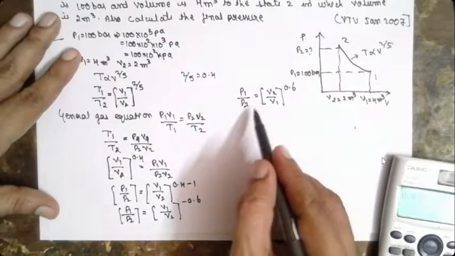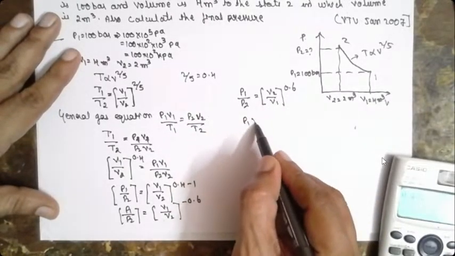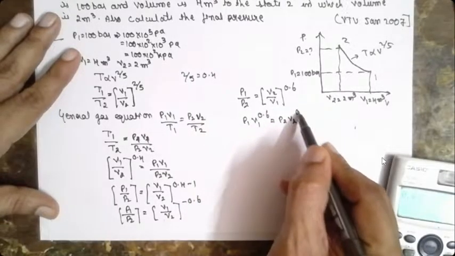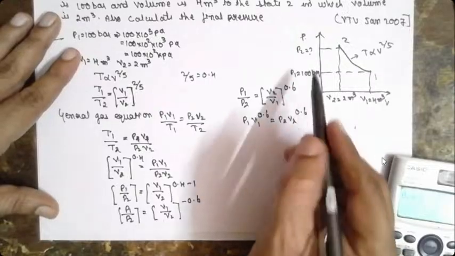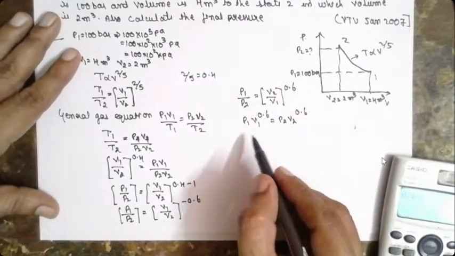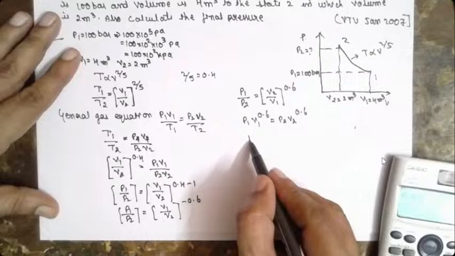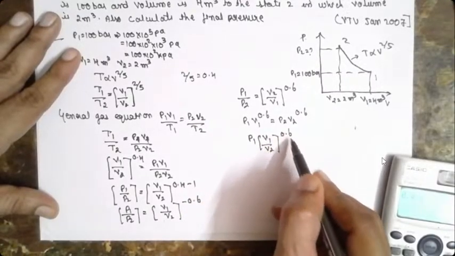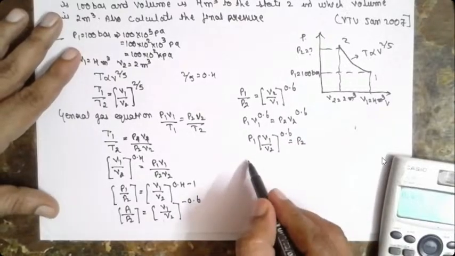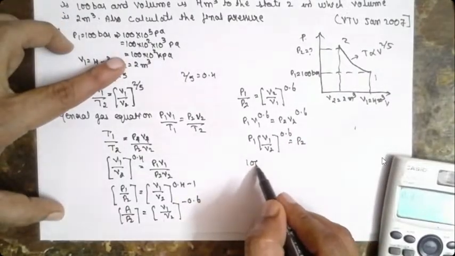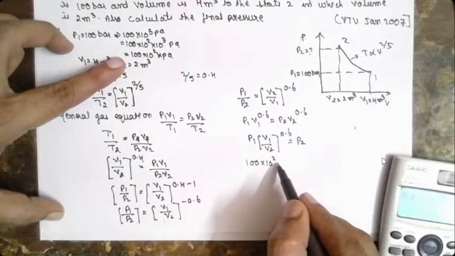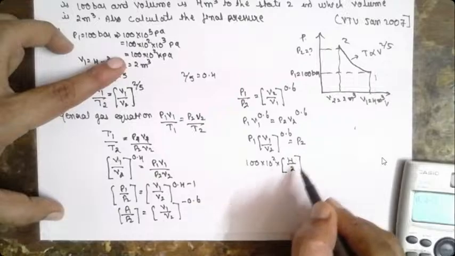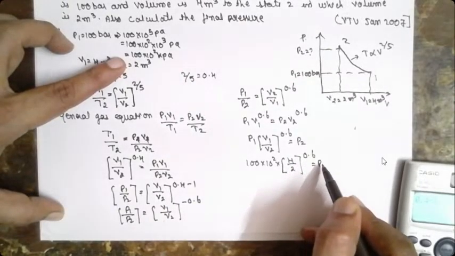Further, again this can be written in this form. See here, P1 V1 to the power 0.6 is equal to P2 V2 to the power 0.6. Because we need to find the P2 value, P1 V1 divided by V2 raised to 0.6 is equal to P2. Now the P1 value is 100 into 10 raised to 2, and V1 is 4 divided by 2 raised to 0.6 is equal to P2.